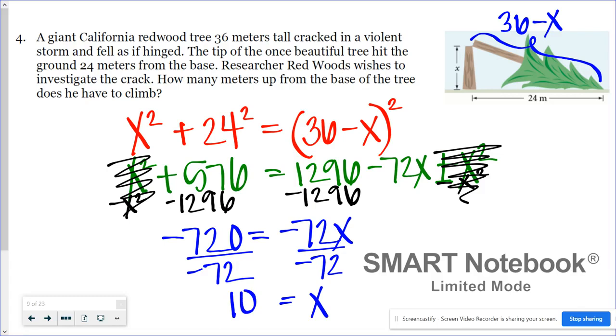Which is kind of funny, because in my hypothetical scenario earlier, didn't I say, hypothetically, let's say it's 10? And what do you know? It's actually 10. 10 meters, that is. That's how many meters up the tree our researcher is going to have to climb, 10 meters. And so that's the Pythagorean theorem with a little bit more algebra than usual. And that's how Backer breaks it down.